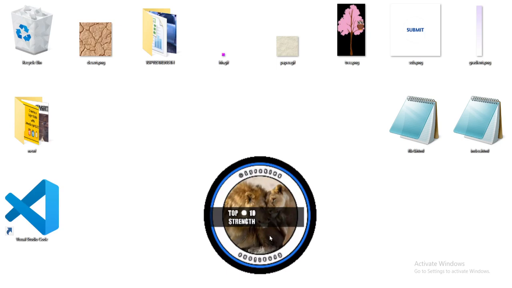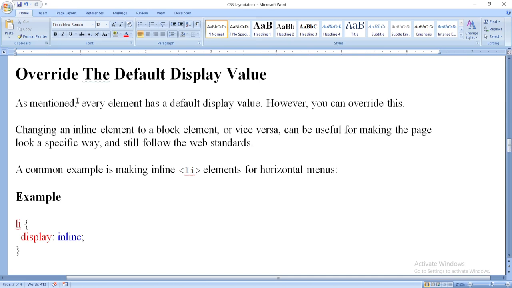Welcome back everyone. Let's continue our discussion on CSS display, and right now we'll be discussing how to override the default display value. As mentioned, every element has a default display value. However, you can override this. Changing an inline element to a block element or vice versa can be useful for making the page look a specific way and still follow the web standards.